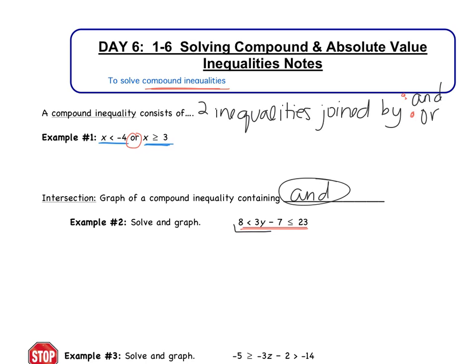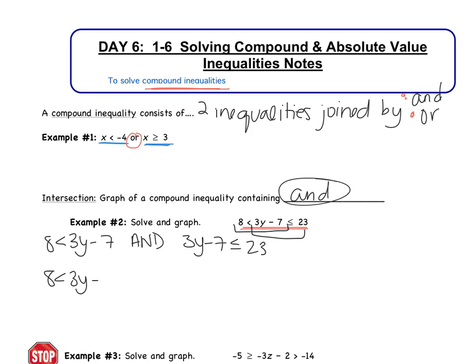In this case, the left side is one inequality: 8 is less than 3y minus 7. We can say and, then we also have this right side: 3y minus 7 is less than or equal to 23. So here are our two inequalities. We're going to need to solve both, but I can solve them together. So I'm going to rewrite it the way it's written: 8 is less than 3y minus 7, which is less than or equal to 23.